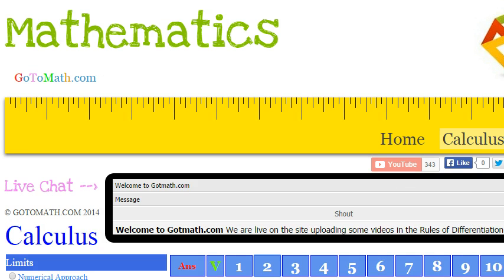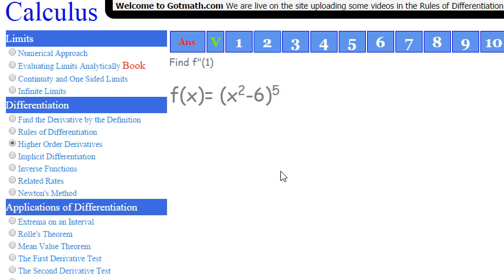We are at b2p2 looking at some calculus problems. We're doing some differentiation, and this particular topic here is higher order derivatives. And we're under this section right here. Click that button and you should see a problem like this come up. It says find f double prime of 1.